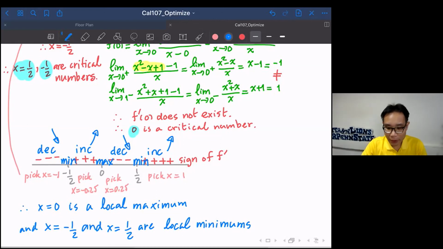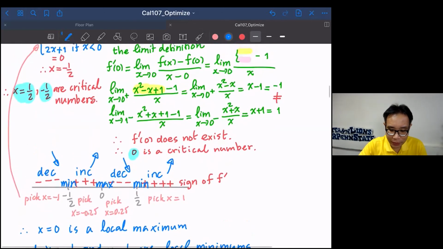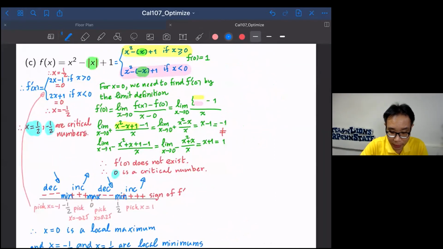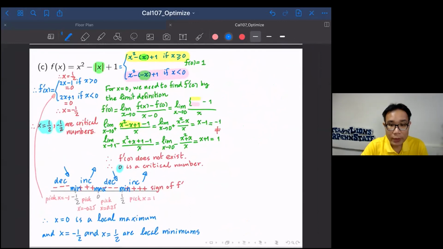Okay, so that's all. The difficulty for this one is that the function has an absolute value. When you have absolute value, in order to find the derivative at 0, you may have to use the definition. So this one is kind of difficult around here. However, if you are able to find the derivative, it turned out to be needed, because 0 turned out to be a critical number in this function.